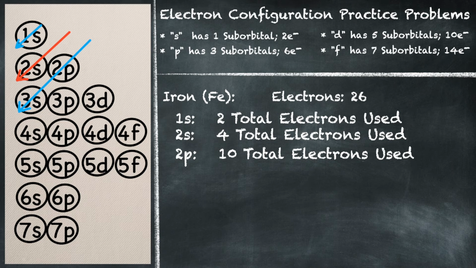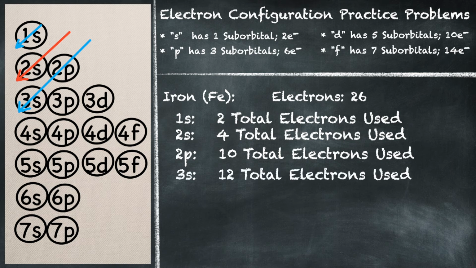2p6, or 2p, we fill that all the way up, and that's 6 electrons. So now we've used a total of 10 electrons: 2 from 1s, 2 from 2s, and 6 from 2p. So that's 10 so far. We need 26, so we gotta keep going.